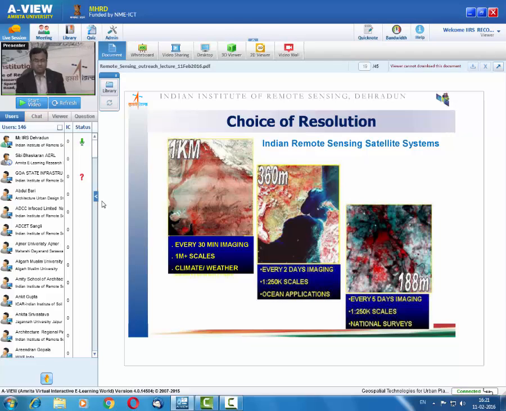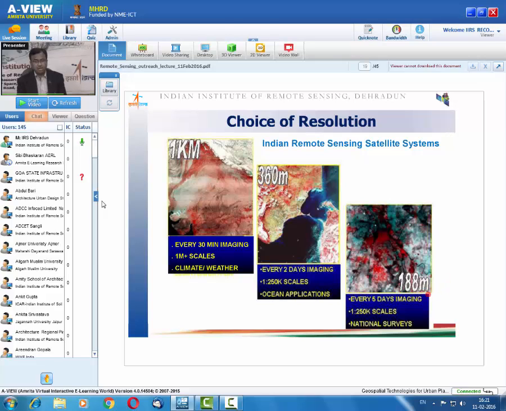So for example, let us take a very coarse resolution where the data is of 1 kilometer from the INSAT series, where imaging is done every 30 minutes. Because the data is very coarse, we are able to map at close to 1 million scale, and this is useful for climate and weather only. But when you go for a higher spatial resolution, to the extent of 360 meter, where 2-day imaging is feasible, it can help us in 1:25000 scale mapping, which has relevance in ocean application.